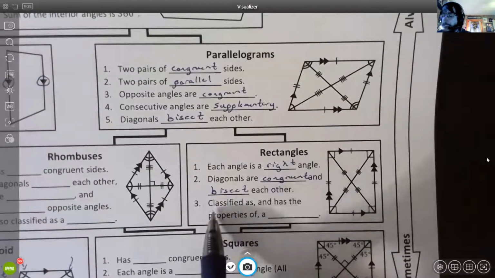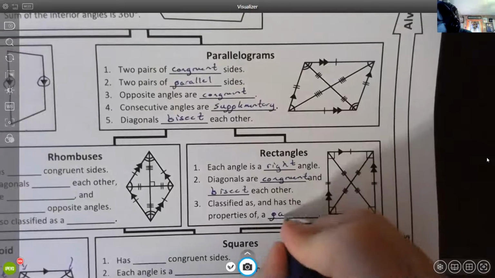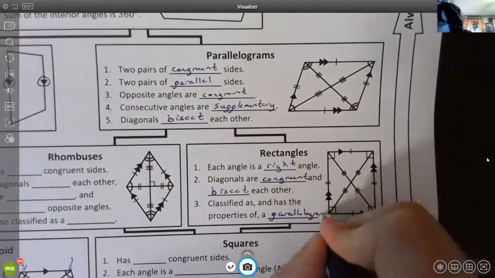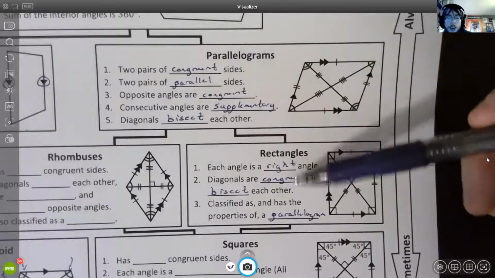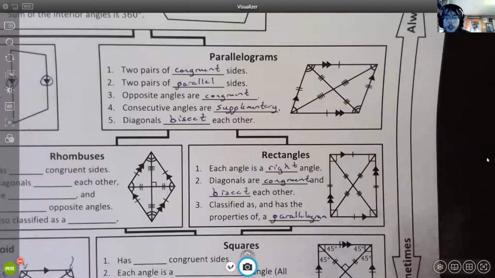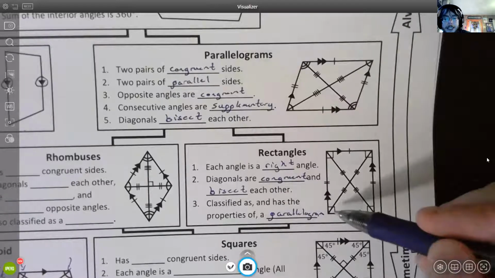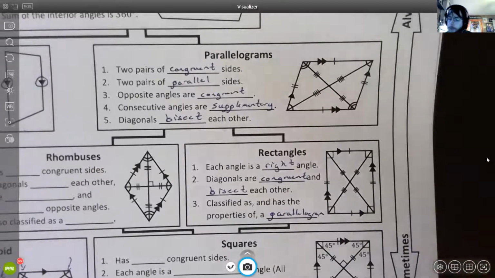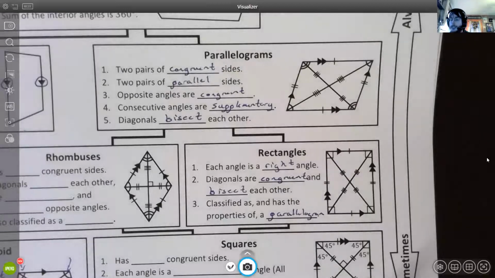Now, a rectangle is also classified as and has all the properties of a parallelogram. So a rectangle has every single one of these properties in addition to the right angle and the congruent diagonals. So that you have two pairs of congruent sides, two pairs of parallel sides, the opposite angles are congruent, and the consecutive angles are supplementary. So a rectangle can always be classified as a parallelogram.